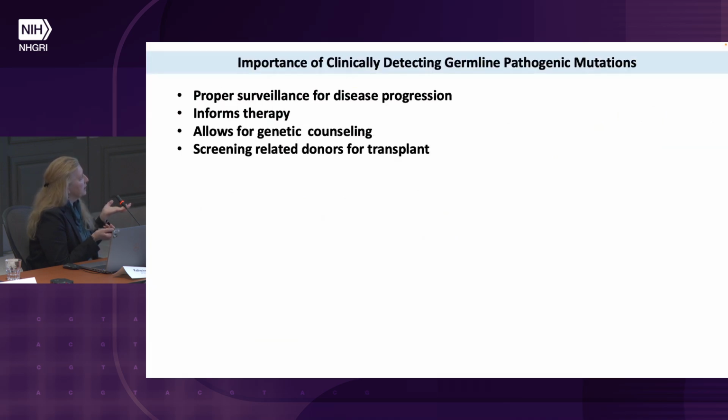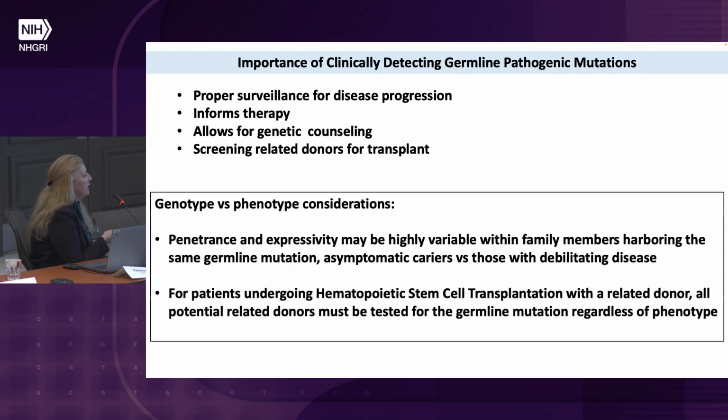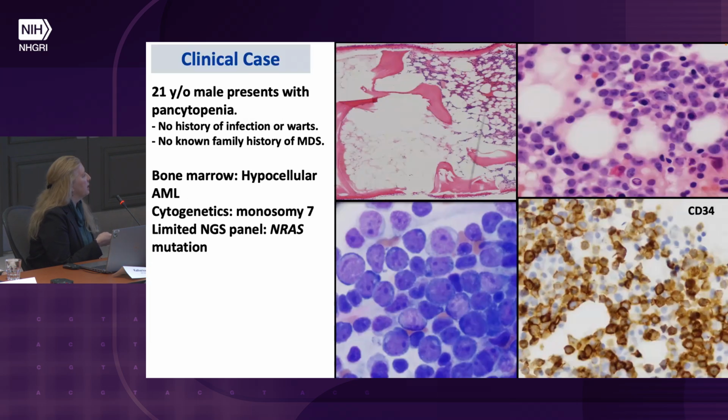The importance of clinically detecting germline pathogenic mutations. Obviously, it's important for proper surveillance of disease progression. It informs therapies, allows for genetic counseling and screening of donors for transplant. As we've talked about multiple times, and yesterday in particular, the penetrance and expressivity may be highly variable within family members harboring the same germline mutation. Obviously, there can be asymptomatic family members and family members with debilitating disease. This is particularly important to recognize in a transplant setting, and here's an example clinical case.